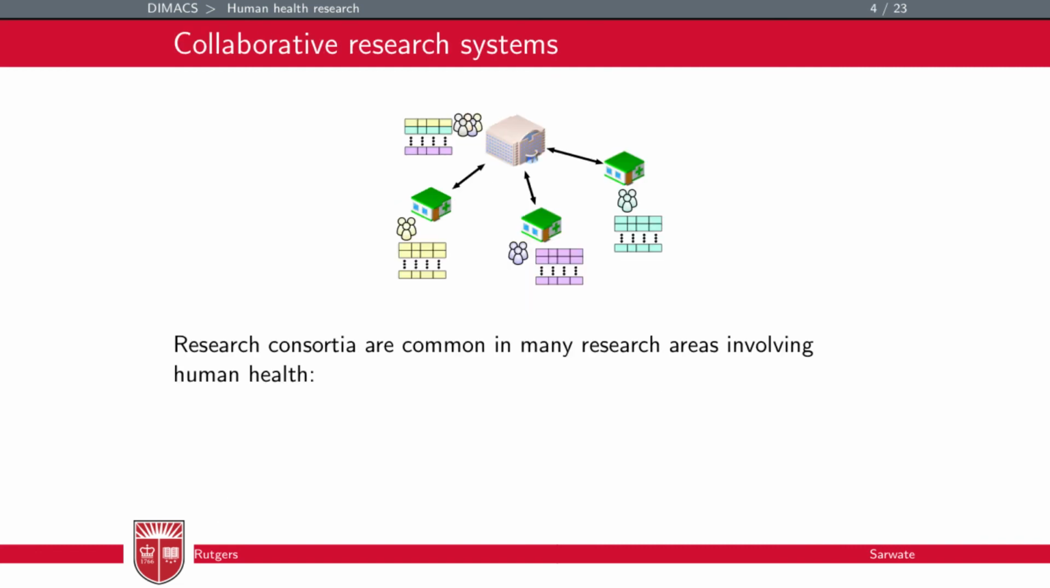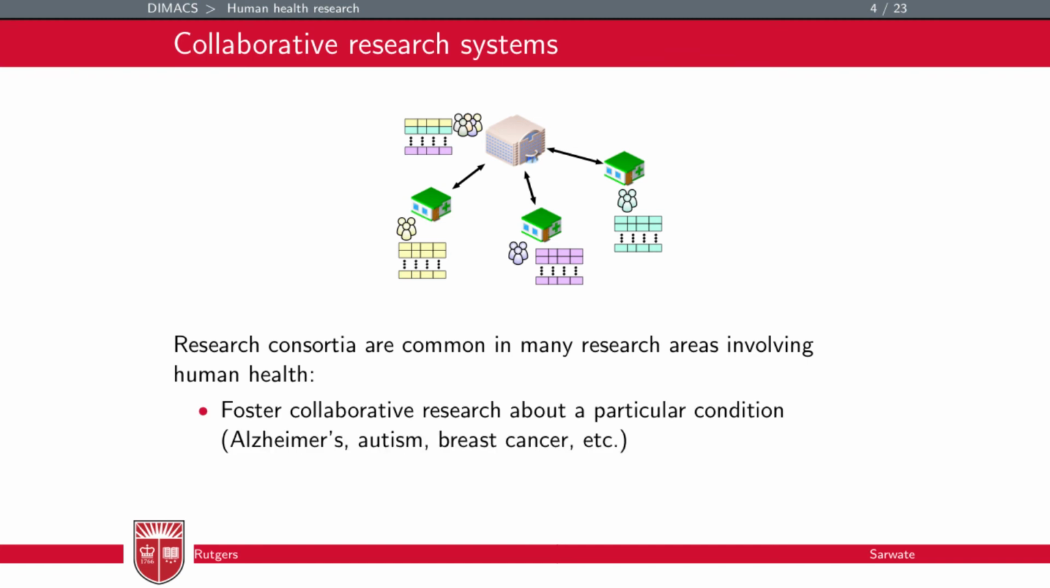So the solution thus far has been to create research consortia, which is kind of like a club, usually around different conditions such as Alzheimer's or autism or breast cancer, depending on what you're studying. Then you'll have these groups in this consortium, and they'll agree to collaborate. But what form that collaboration takes is not necessarily fixed, and in particular, not necessarily thinking about the computational aspects of it, which is what I'm interested in.